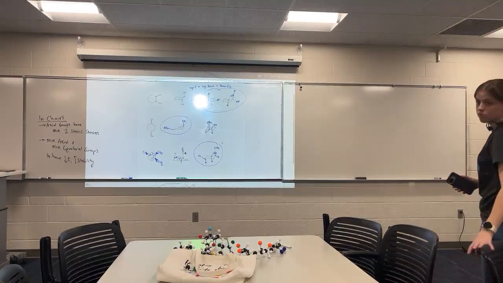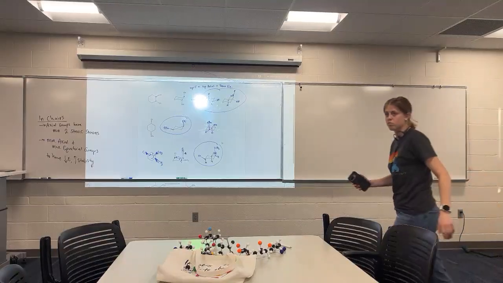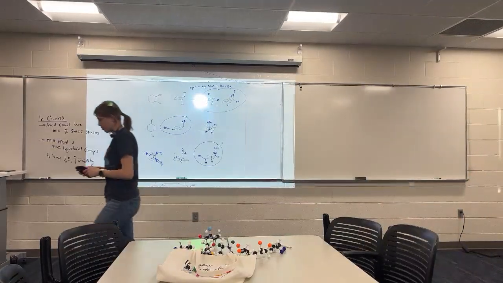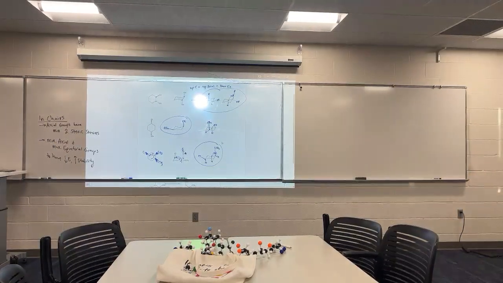Not enough information. You don't think so? It's not enough information. How did you lose the wedge and dash character? Where did it go? How does it transfer?